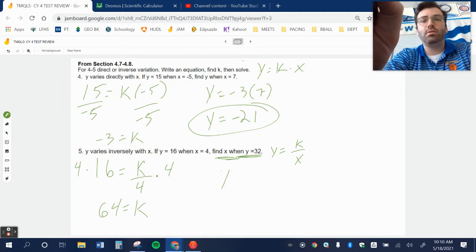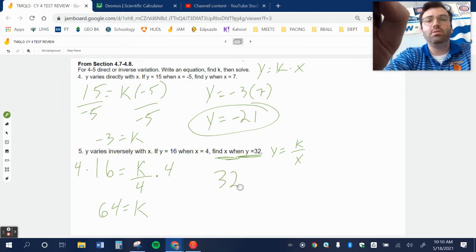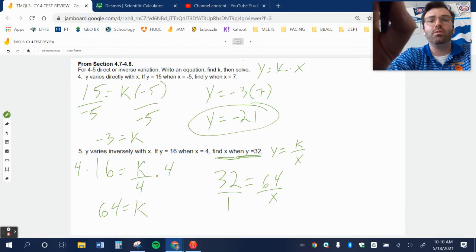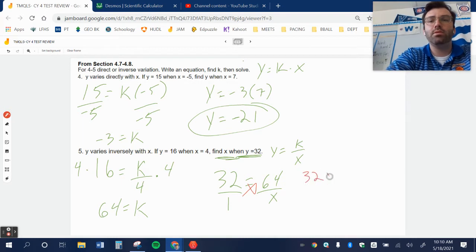So 32 equals 64 over x. Multiplying, 32x equals 64. Divide by 32. Divide by 32. X.